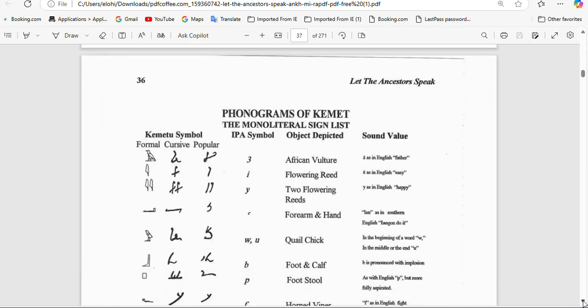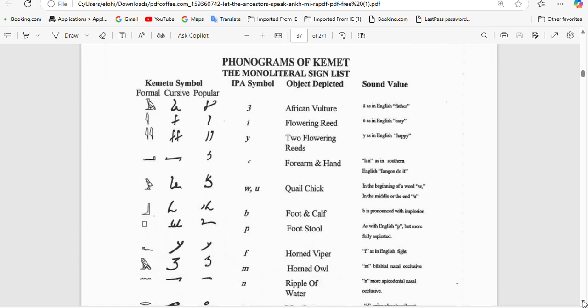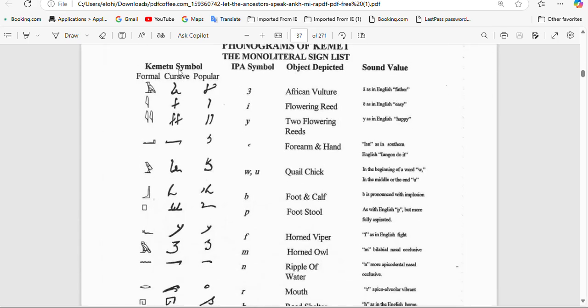Phonograms of Kemet, the monoliteral list. Now we start with the hieroglyph, the cursive, and then the demotic. They're just different scripts of the same language. So the first one here is a vulture. This is the IPA symbol. It tells you it's an African vulture, and it's an A as in father.